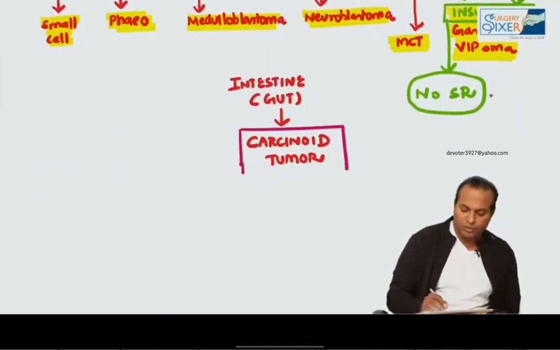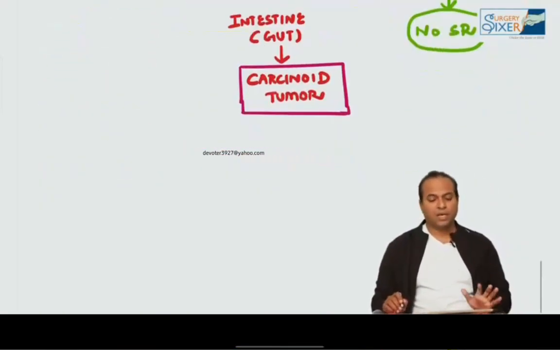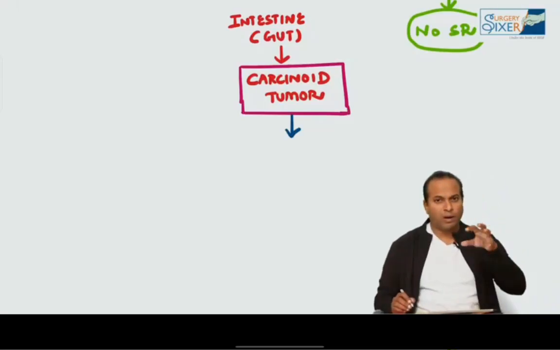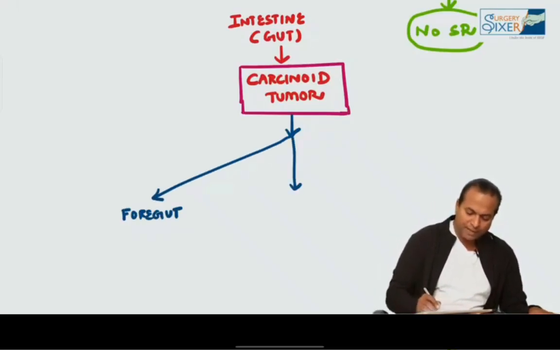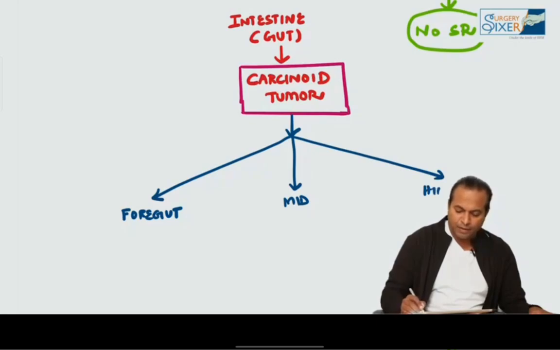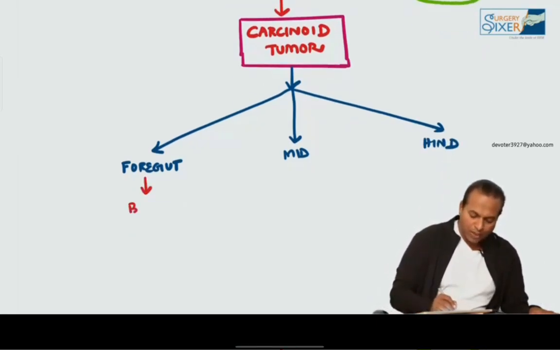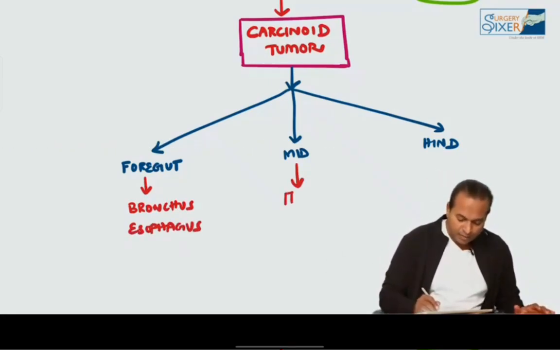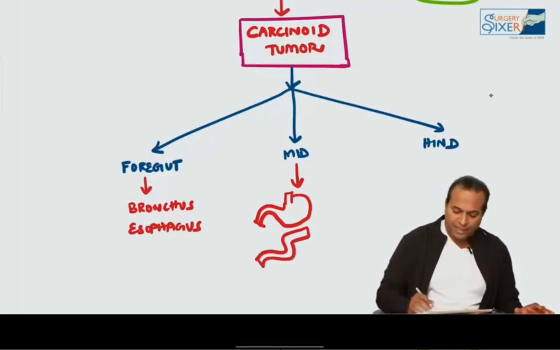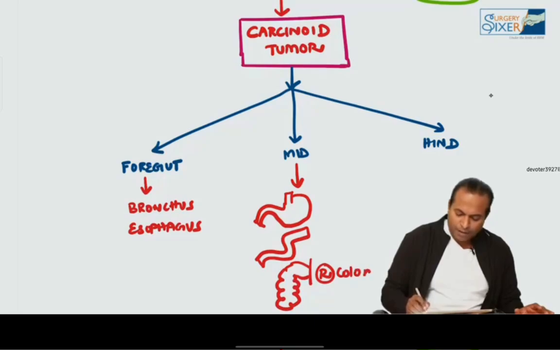And we are going to discuss one of the most high yielding topics for PGME exam, that is carcinoid tumor. So carcinoid tumor is a tumor of gut. We have foregut, midgut, hindgut. Foregut includes bronchus and esophagus. So tumors arising in bronchus and esophagus are known as foregut tumors. Though it is not exactly midgut, the book classifies gastric tumor, small intestine tumor, right colon tumors, and appendix tumors as midgut.